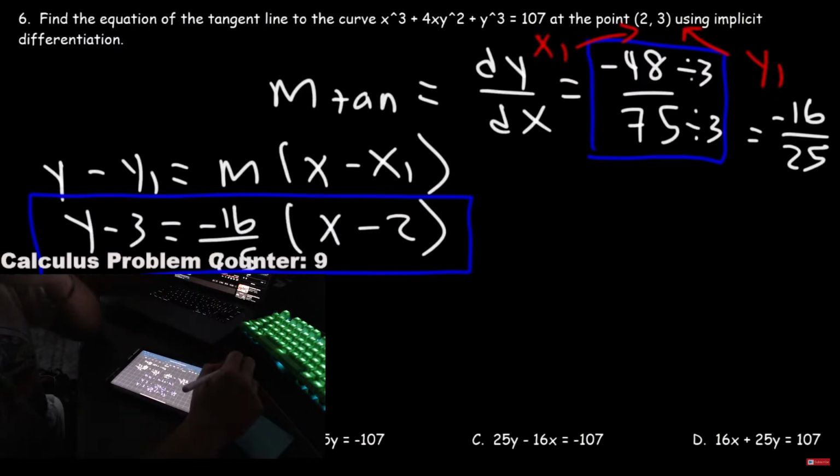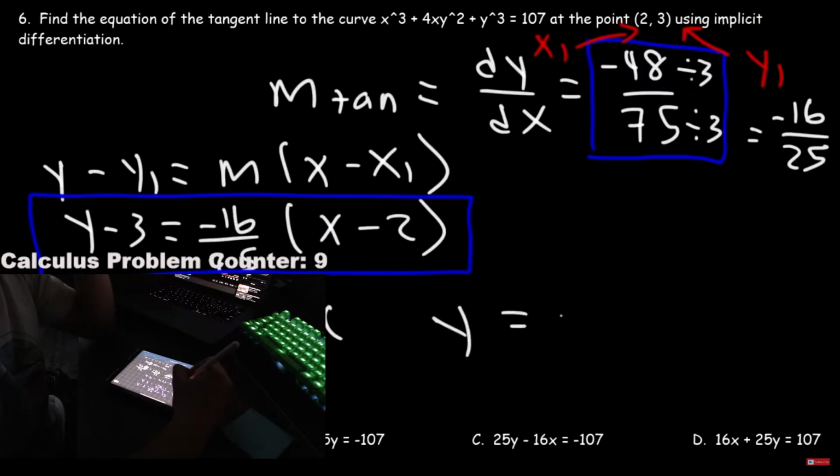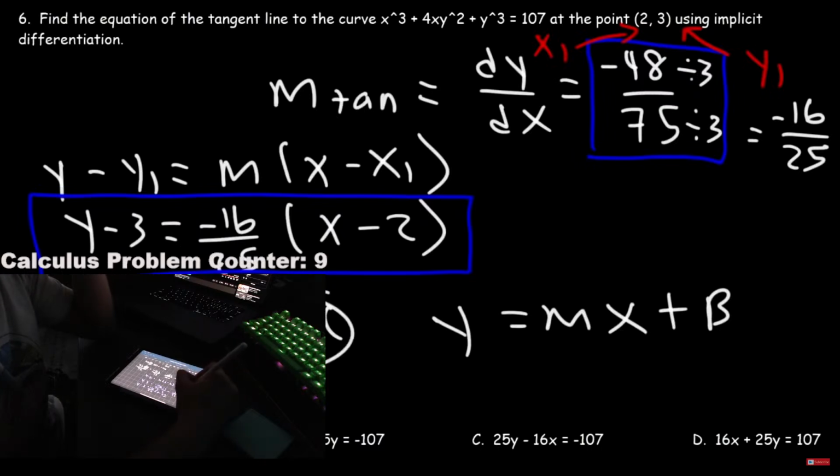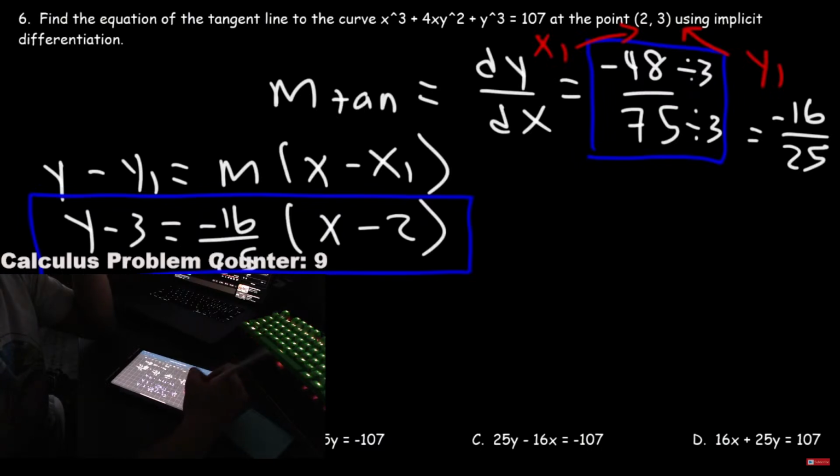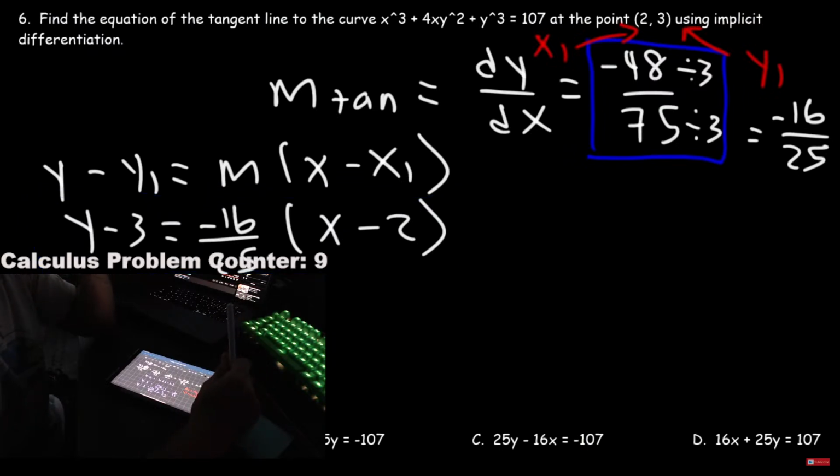And looking at the answers, all of them are in standard form. Now sometimes you may need to solve for y. Sometimes the answers may be in slope-intercept form, y equals mx plus b. But we need to get it in this form first. So how can we do that? One thing I recommend doing is getting rid of the fraction, because we don't have that anywhere in any of the answer choices. So let's multiply both sides by 25.